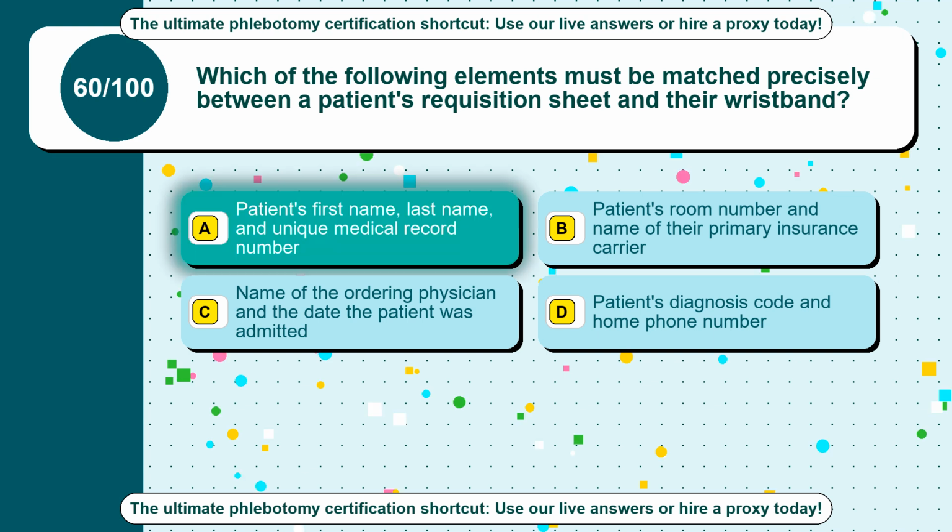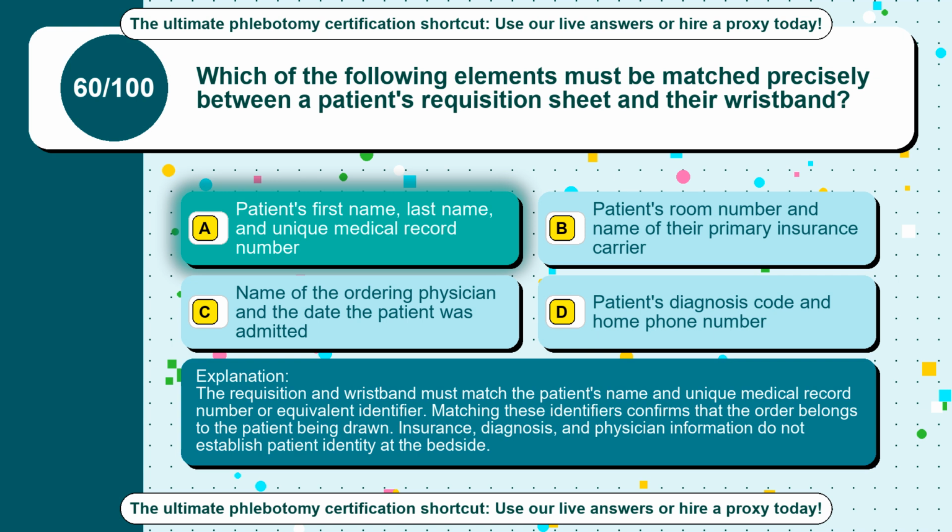The correct answer is option A. Patient's first name, last name, and unique medical record number. The requisition and wristband must match the patient's name and unique medical record number or equivalent identifier. Matching these identifiers confirms that the order belongs to the patient being drawn. Insurance, diagnosis, and physician information do not establish patient identity at the bedside.